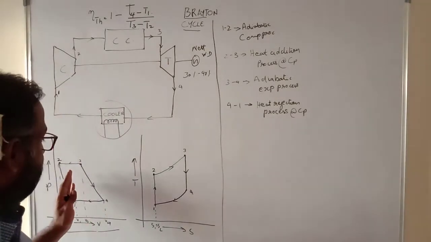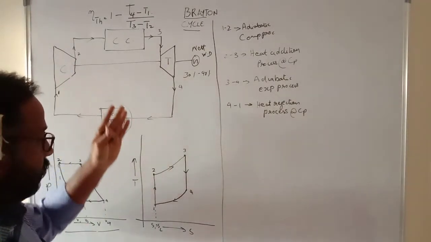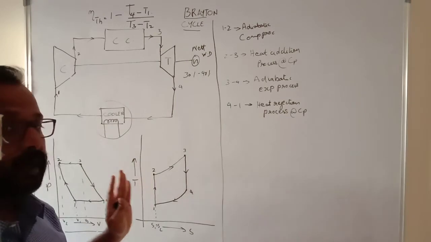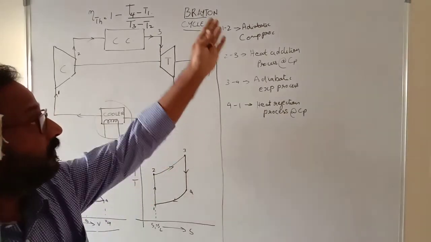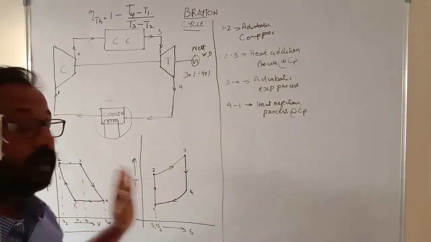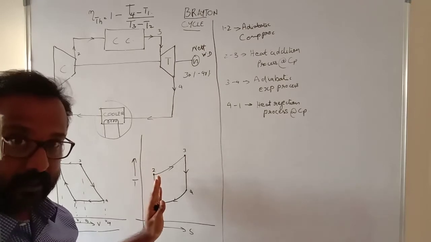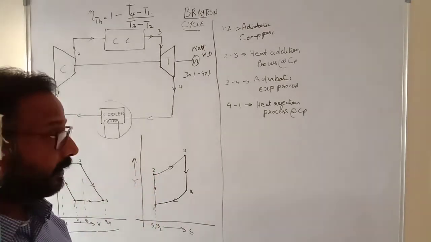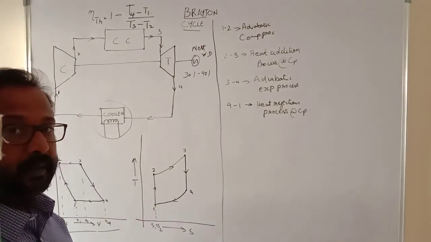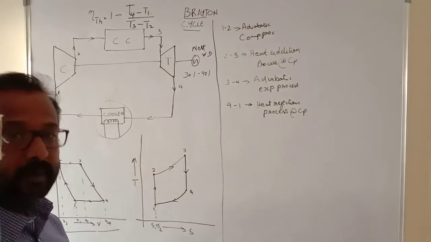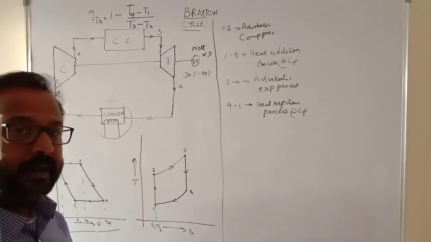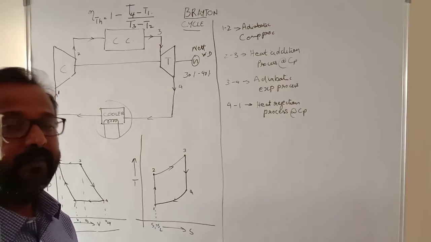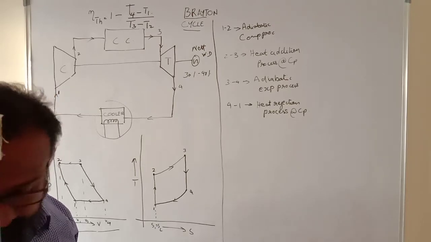So this describes how the system works and how the PV and TS diagram looks like, and what are the different kinds of processes in both the PV and TS diagram, temperature-entropy as well as the pressure-volume diagram. So I hope we are clear with this. Keeping in mind all these processes, we'll go ahead and try to derive what is known as the thermal efficiency of a Brayton cycle.